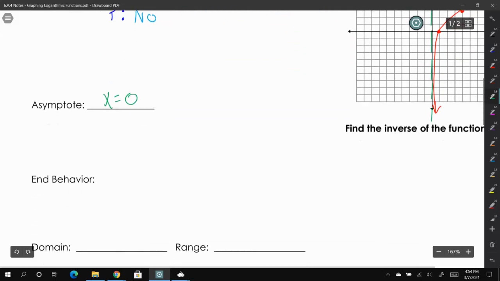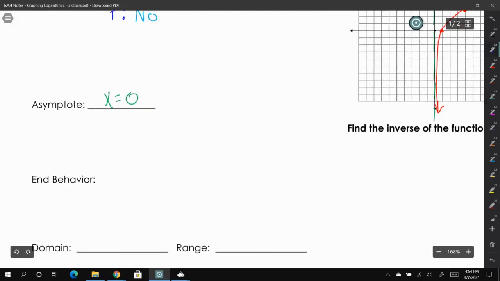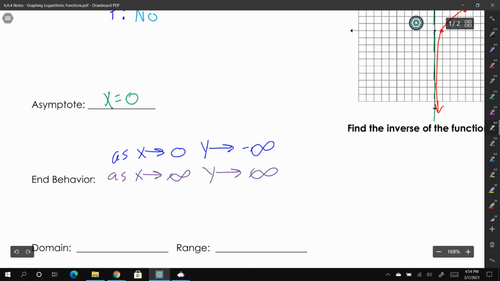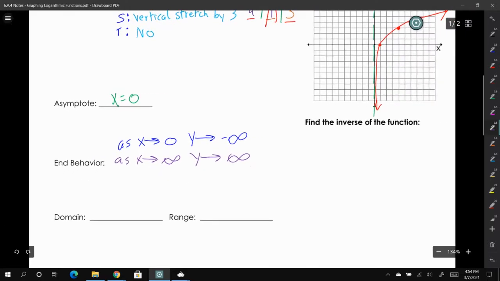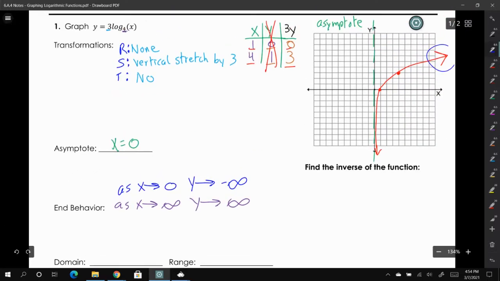And the end behavior as x approaches 0, because that's what the left side's doing. The left side's not going to infinity. The left side is getting closer and closer to 0. The y values are going down to negative infinity. And as x approaches positive infinity, the y values are going towards positive infinity. You know, look at the graph. It's going up slowly.